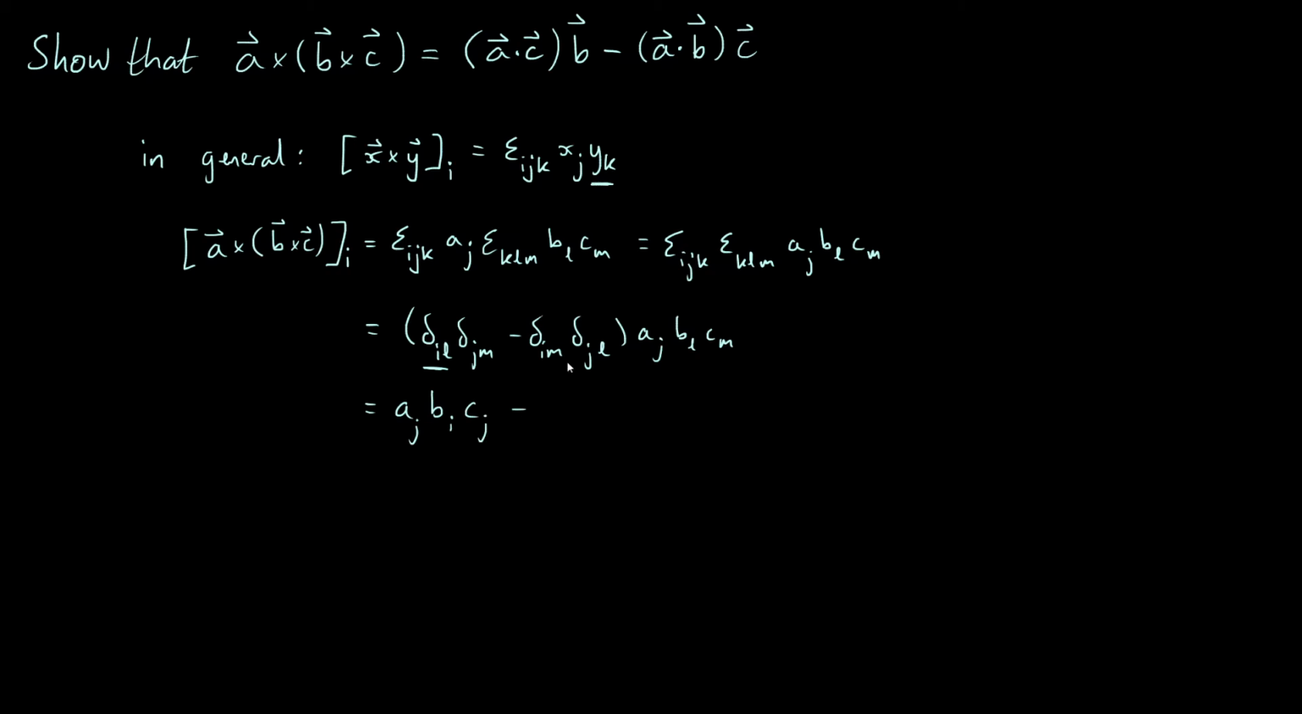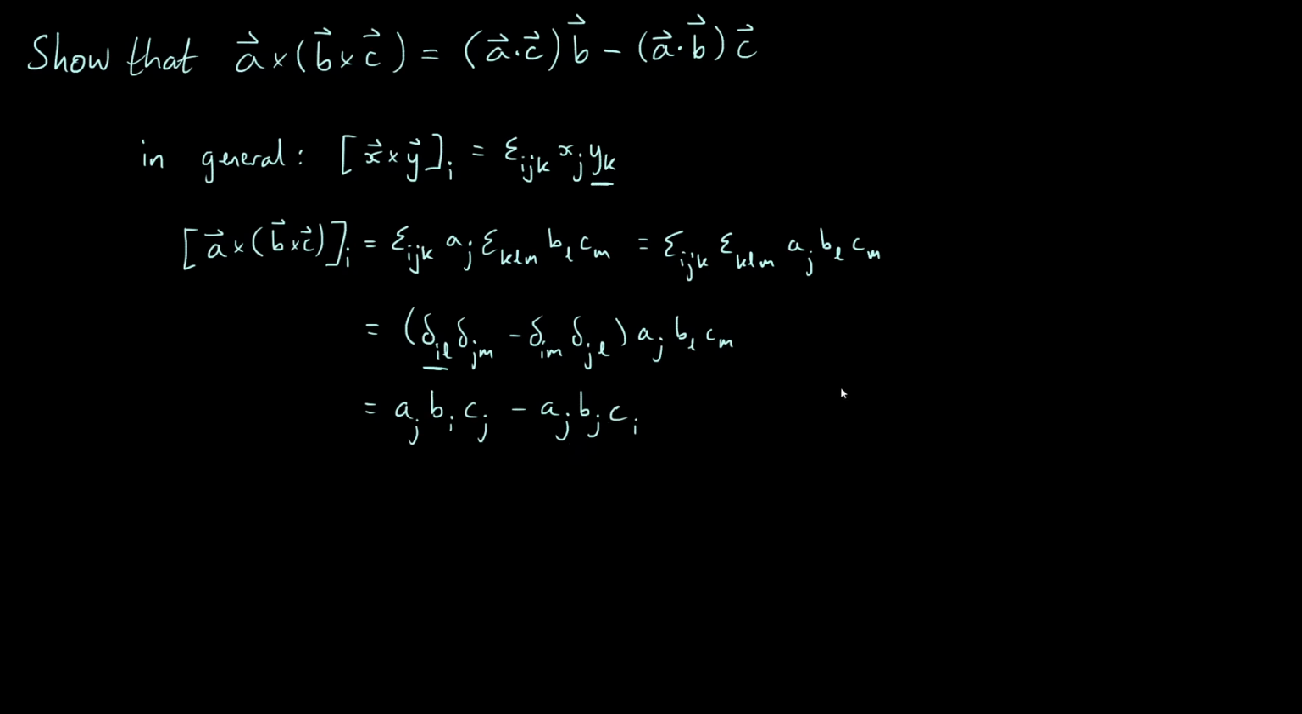And then we're going to do a very similar thing for the second term. So we subtract off delta im, delta jl, aj, bl cm. Let's keep this aj term as it is. This time, the second delta, delta jl, forces j and l to be equal, so we can replace our bl with bj. Then we've got our delta im, cm. Delta im forces m to be equal to i, and so we just get ci.